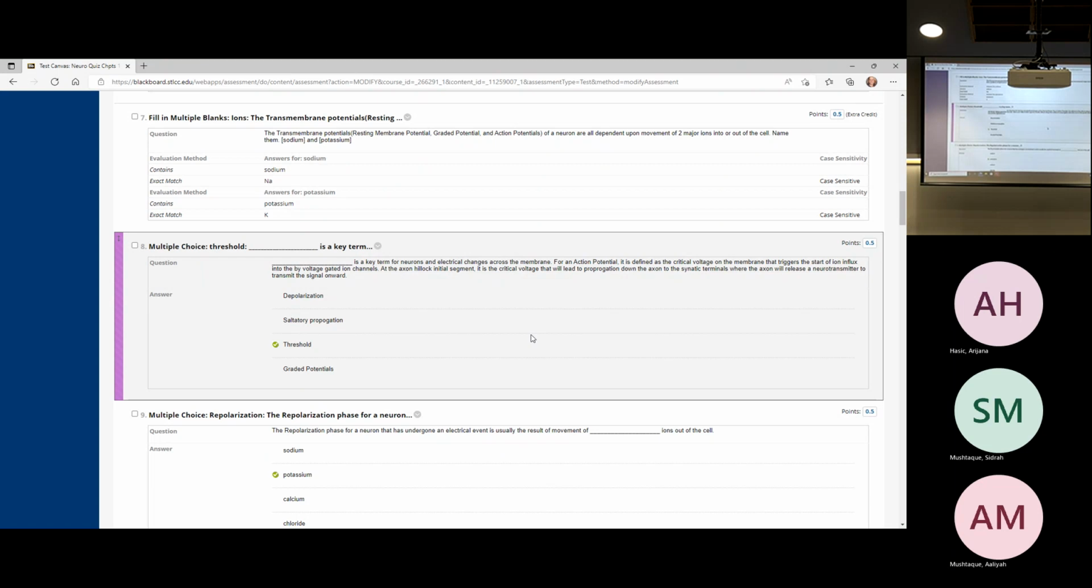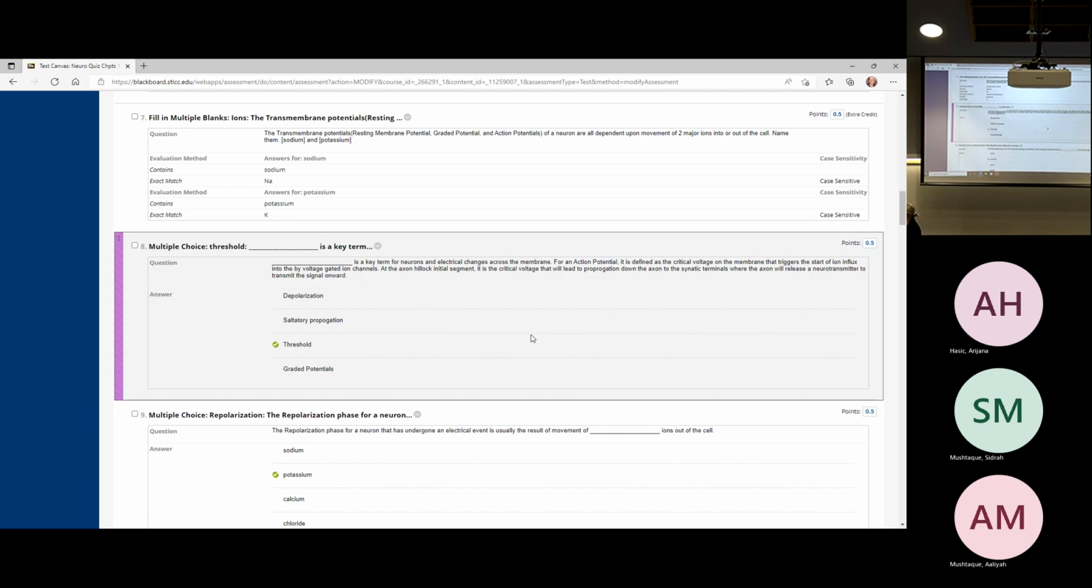The transmembrane potential, resting, graded, action potentials of a neuron are dependent upon movement of two major ions into and out of the cell. Name them. Sodium, and sodium is going to tend to be high outside, and it wants to come inside. Potassium is going to be the ion majorly inside the cell that wants to leave. Okay? Again, double check me when you check your quiz. If you put potassium first, I had to manually correct it, because the auto grader didn't like that.